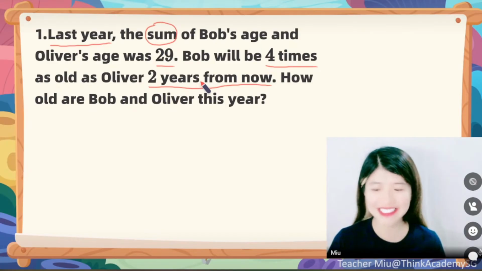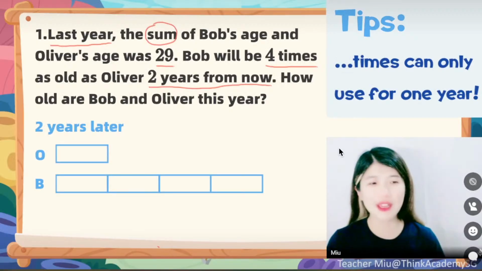Any idea? Yes, we should draw for 2 years from now. Since the multiples will change, we should start from the multiples, start from 2 years from now. If so, then let's draw the models. It says 2 years later that Bob's age would be 4 times Oliver's age. That means when Oliver is 1 unit, then Bob would be 4 times, which is 4 units like this.